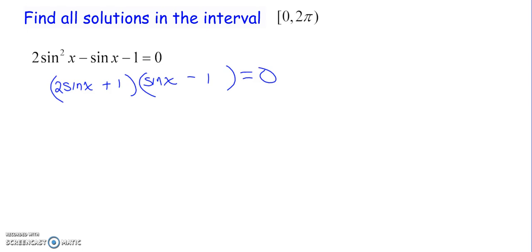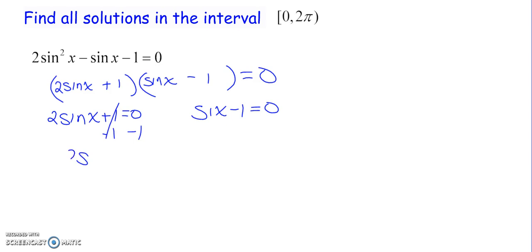And now I can use the zero product property, just like you have when you've solved for x in the past. The ZPP, as Mr. Marsh would call it. So 2 sine x equals negative 1, so I would divide by 2. Now I'm looking at where sine x is equal to negative 1/2.